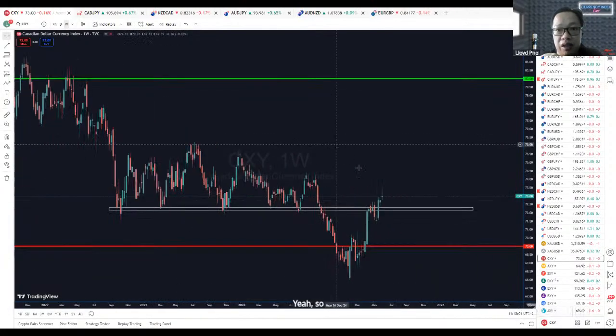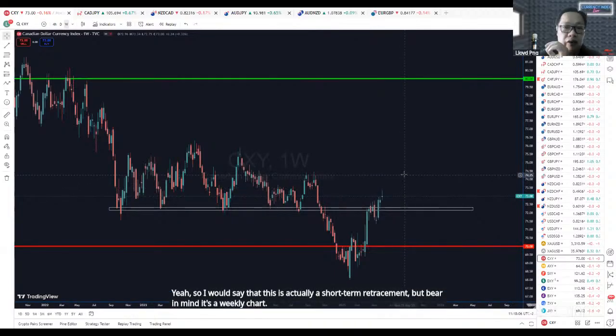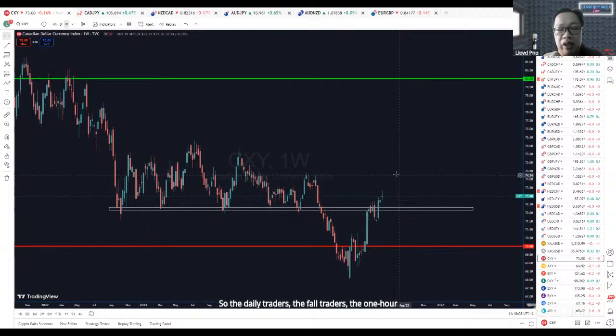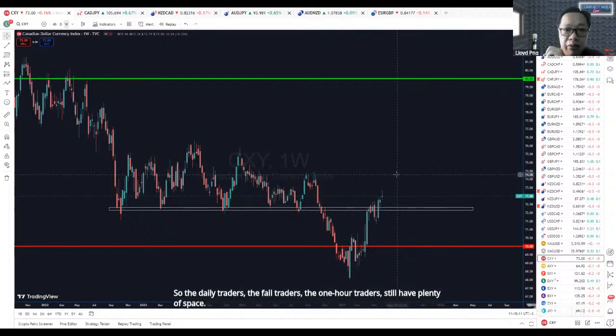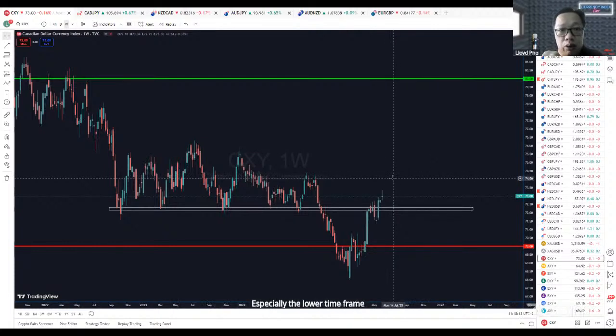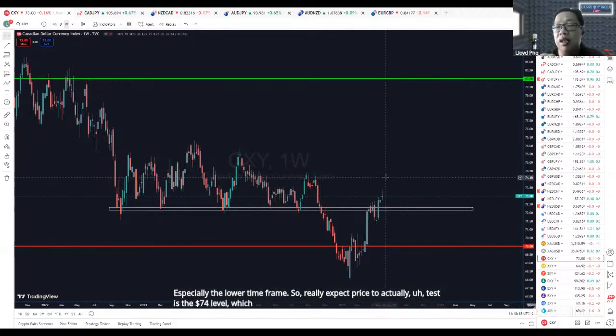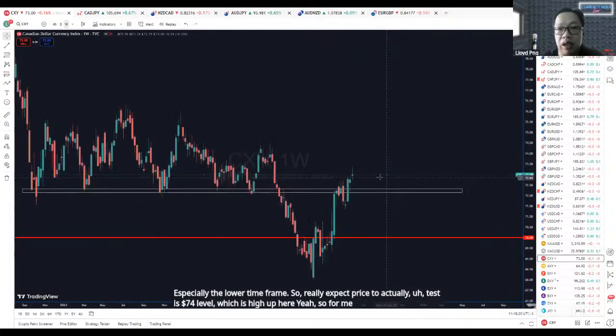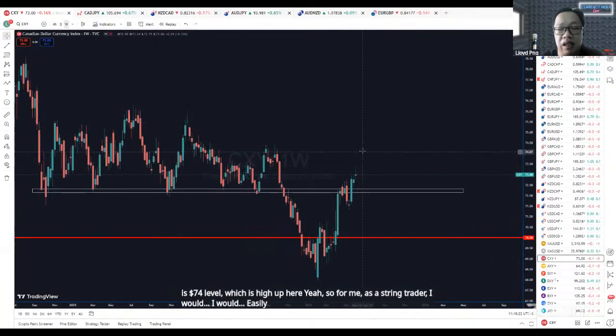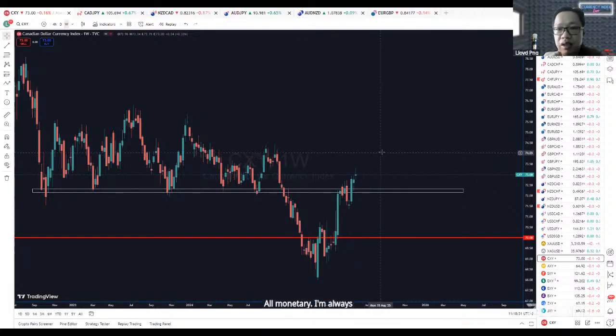So I would say that this is actually a short-term retracement, but bear in mind this is a weekly chart. So the daily traders, the 4-hour traders, the 1-hour traders still have plenty of space, especially on the lower time frames. I would really expect price to test the 74 level, which is high up here. So for me as a swing trader, if I trade anything against the strengthening of the Canadian dollar, I would easily get at least a 3-to-1. So the Canadian dollar is the strongest to me at the moment.